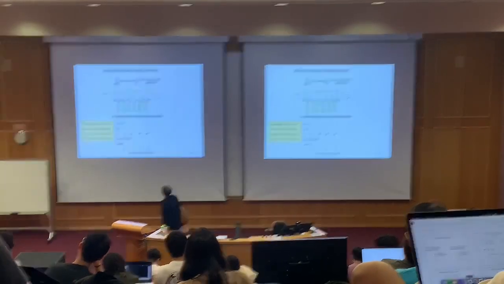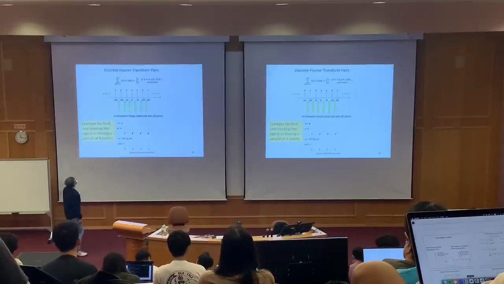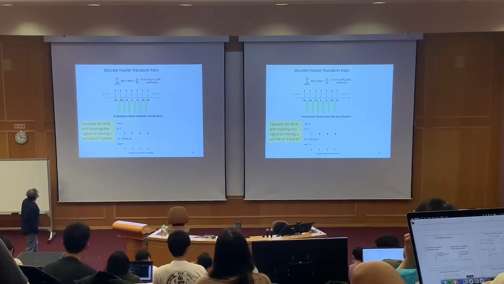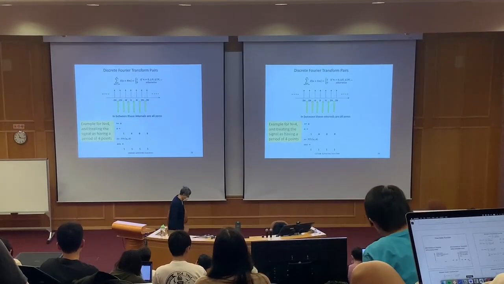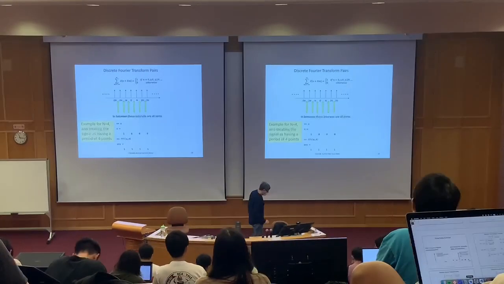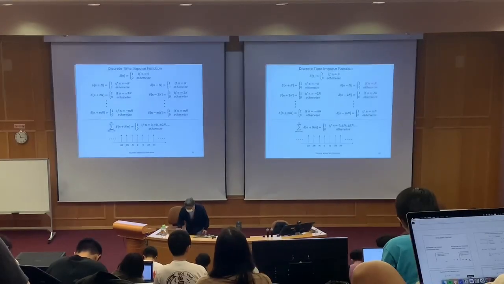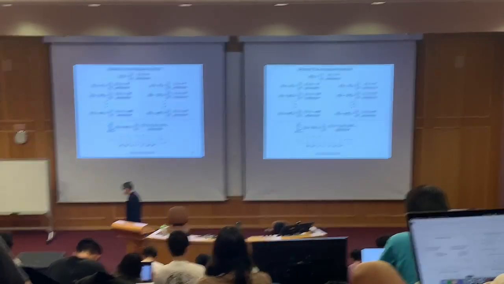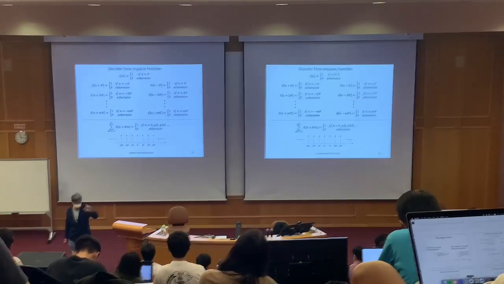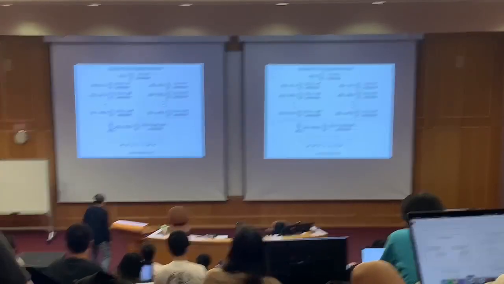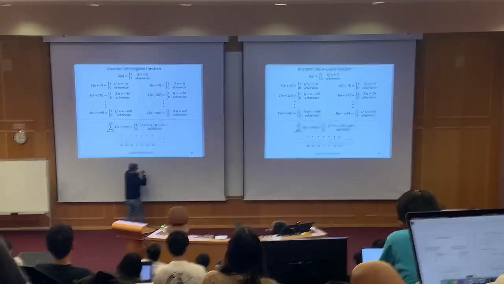Now, the discrete Fourier transform has... I may have confused you just now. Forget about what I just said about impulse. Just look at one interval like that. You have one impulse.